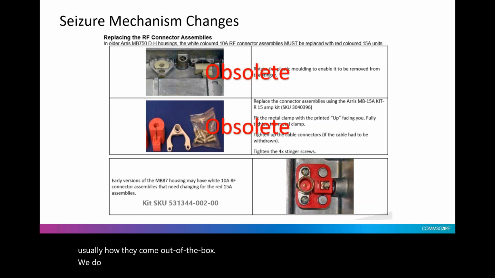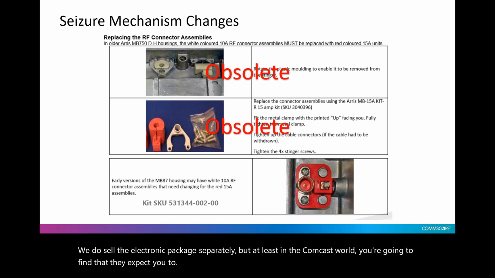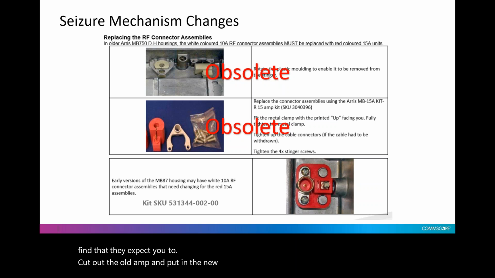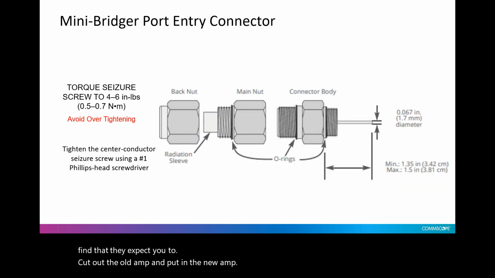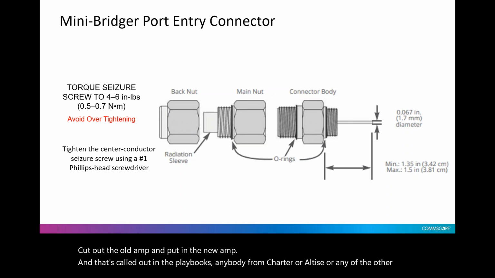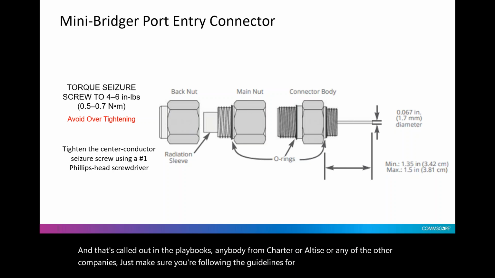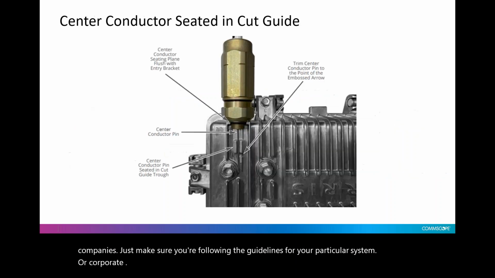We do sell the electronic package separately, but at least in the Comcast world, you're going to find that they expect you to cut out the old amp and put in the new amp. And that's called out in the playbooks. Anybody from Charter or Altice or any of the other companies, just make sure you're following the guidelines for your particular system or corporate edicts.